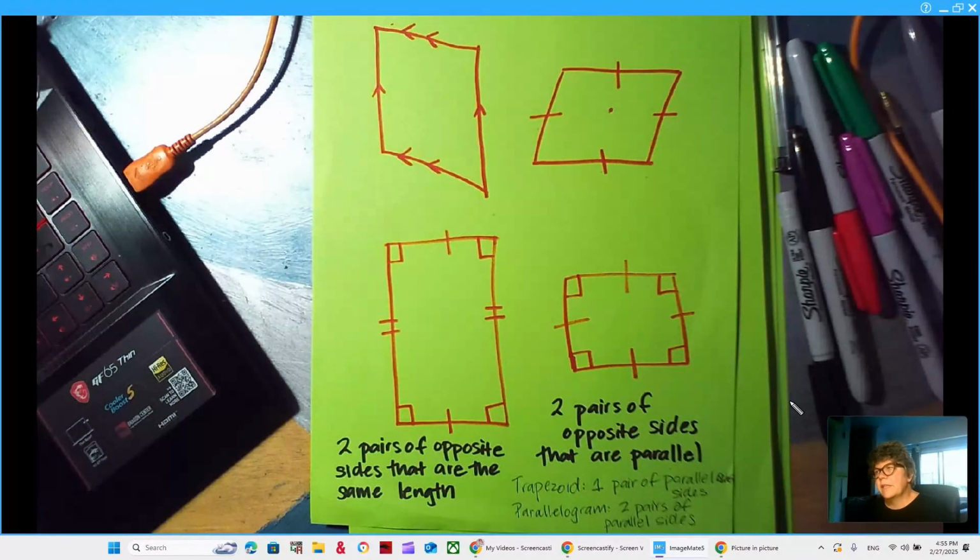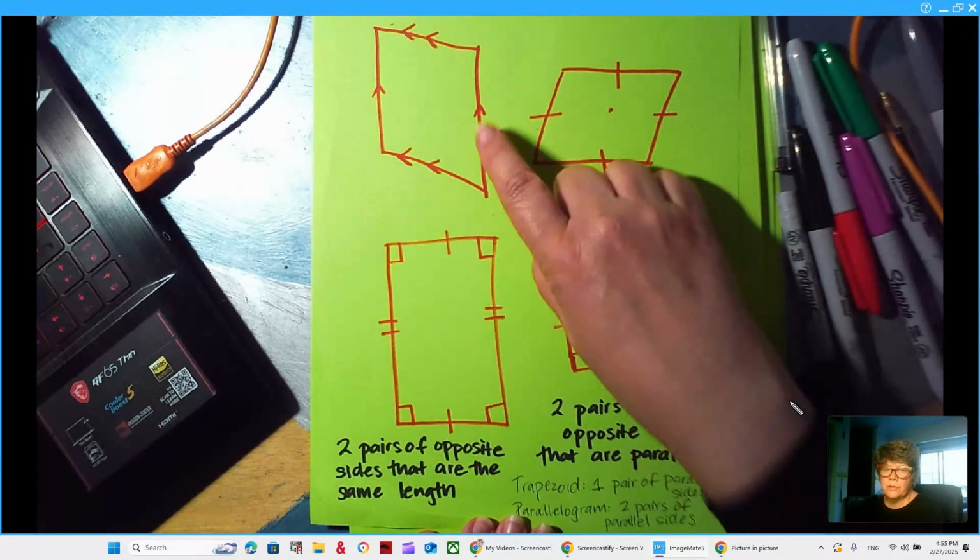Why can we classify these quadrilaterals as trapezoids, even though not all trapezoids have two pairs of opposite sides that are parallel and that are the same length? So that's when we start to think about our trapezoids and parallelograms. And I wrote it down here because I always have to think about it. Trapezoids have to have one pair of parallel sides, right? At least one pair of parallel sides.